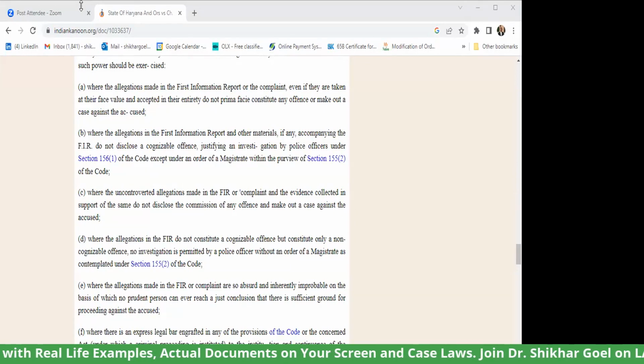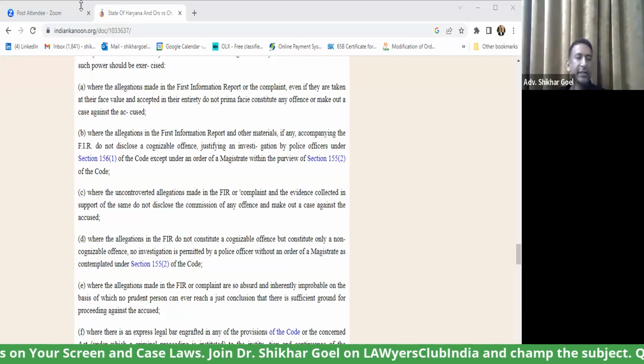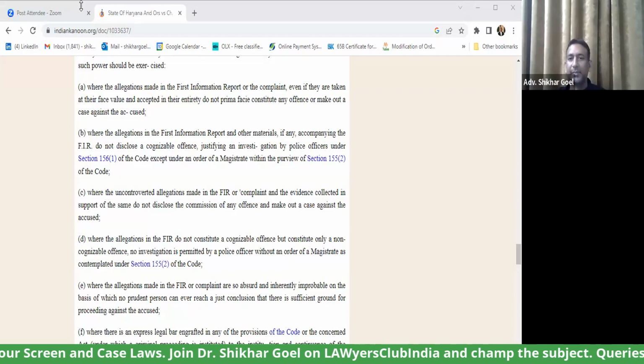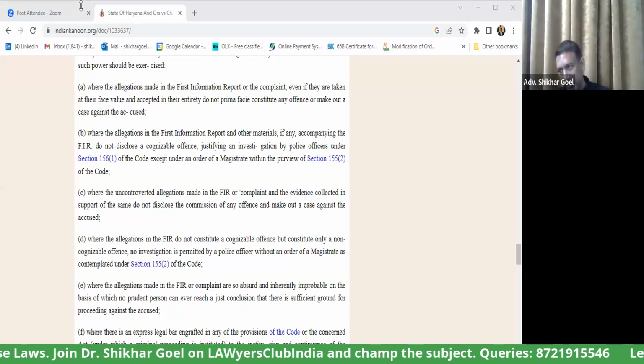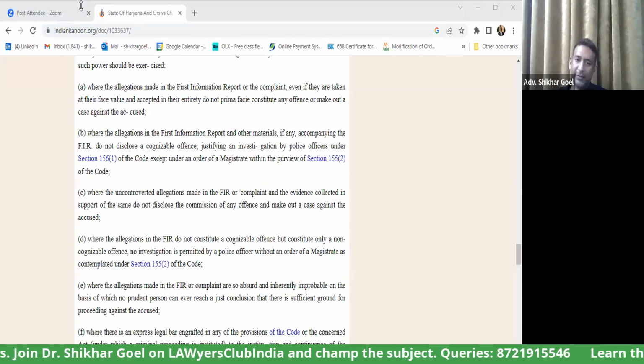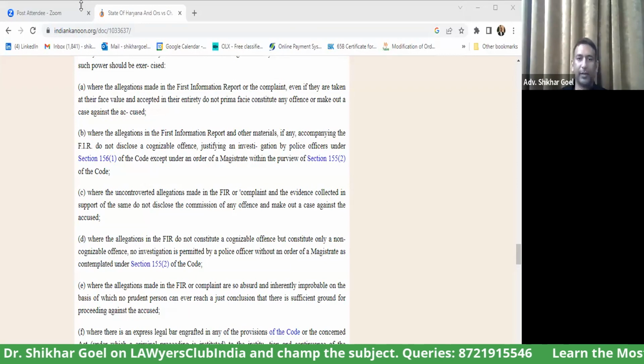D, where the allegations in the FIR do not constitute a cognizable offense, but constitute only a non-cognizable offense, no investigation is permitted by a police officer without an order of magistrate as contemplated under section 155, subsection 2 of the code. So it's a self-explanatory, non-cognizable offense में आप FIR लिख नहीं सकते हो. अगर पुलिस ने पैसे खा के लिख दी है, वो इन्वेस्टिगेशन करने चली गई है, तो आप इसकी क्वॉशिंग कर दोगे. आगे बढ़ो.